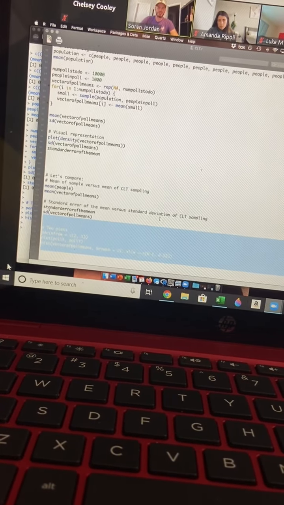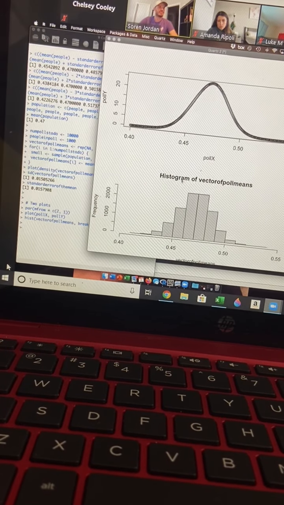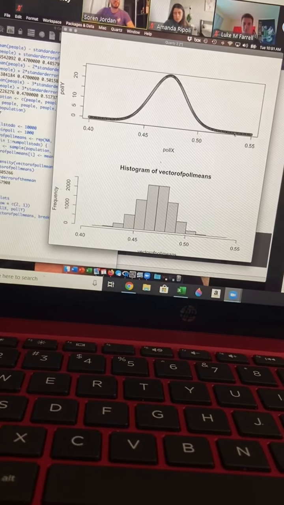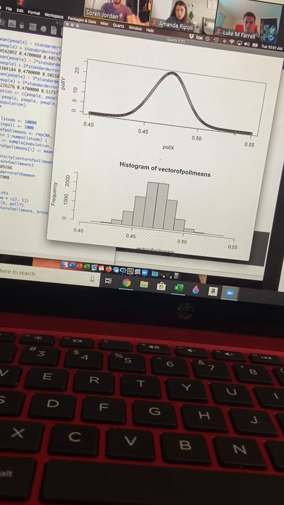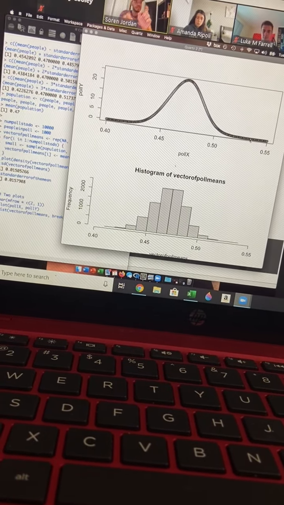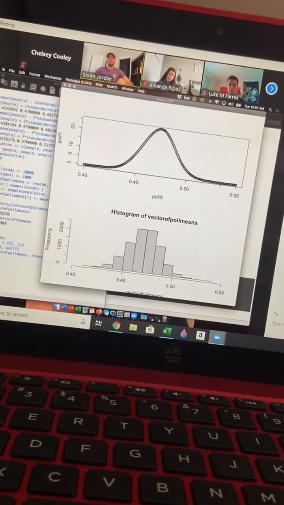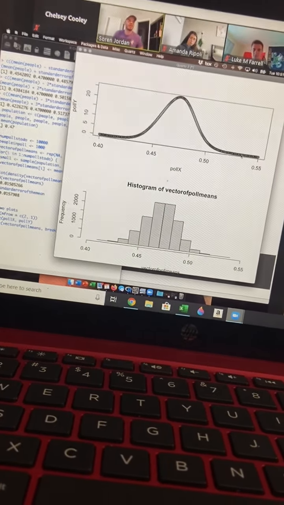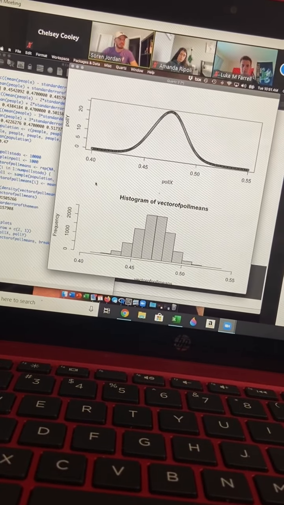Finally, let's look at those two plots next to each other. On the top is the picture of the histogram that we can draw based off of one sample. On the bottom is the histogram of the 10,000 polls and their averages drawn together. How would you describe these two pictures as being related to each other?